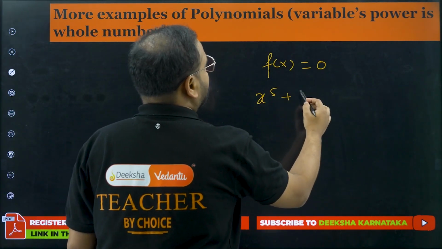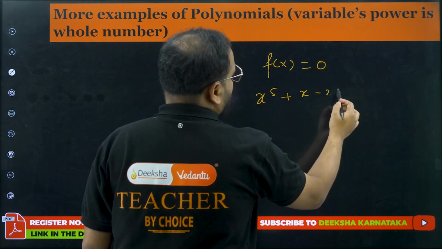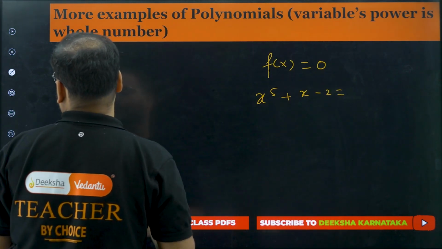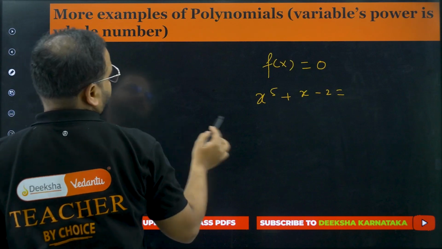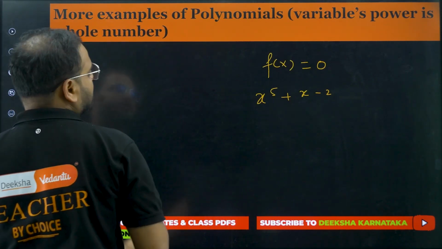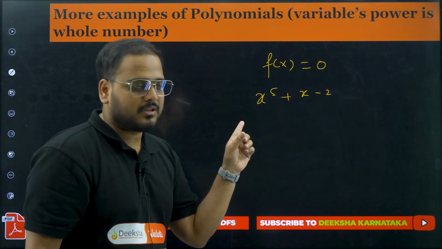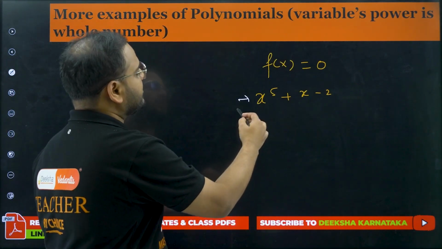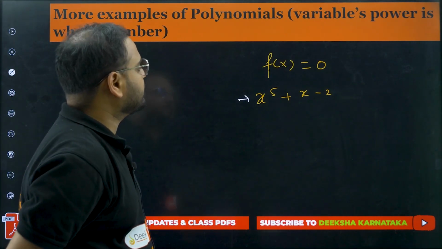Moving on, I can write like this, sir. x power 5 plus x minus 2 equals minus 2. Okay sir, just minus 2, not equal to 0, just minus 2. Is this a polynomial, sir? Yes, it is a polynomial. Of what order, bacha? Of power 5, means the degree is 5, means order is 5. Okay, let's move ahead.